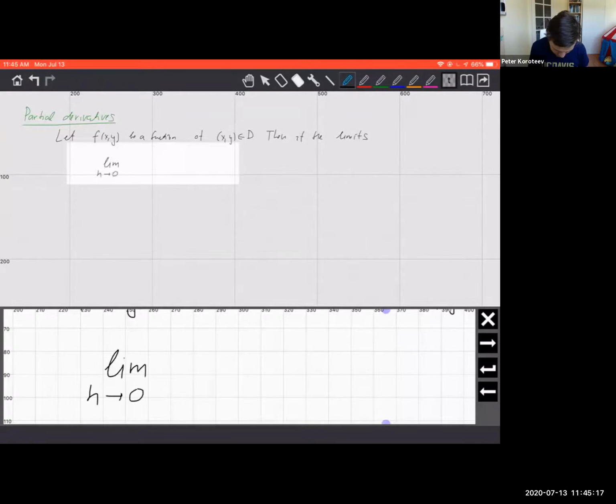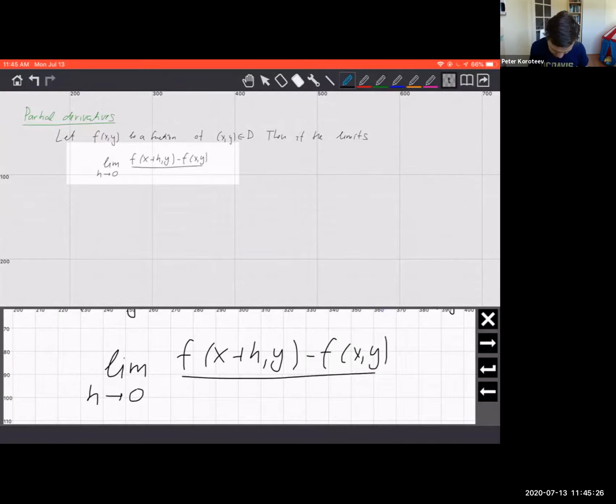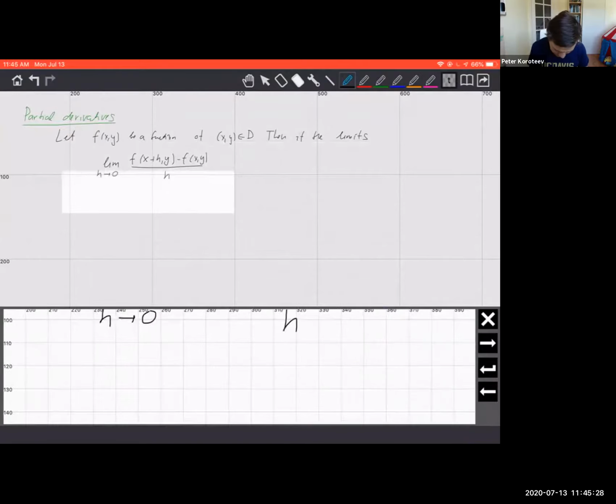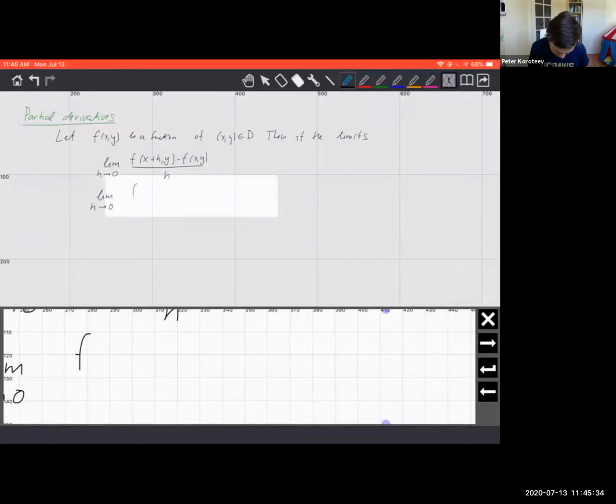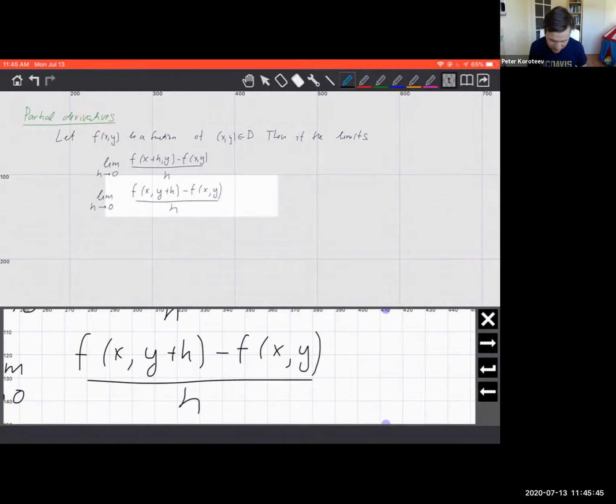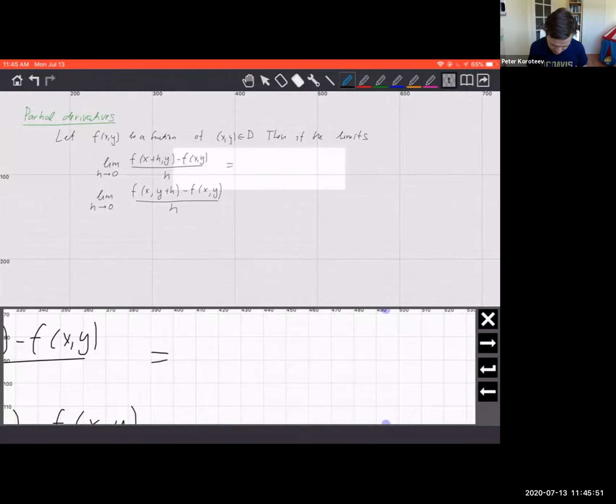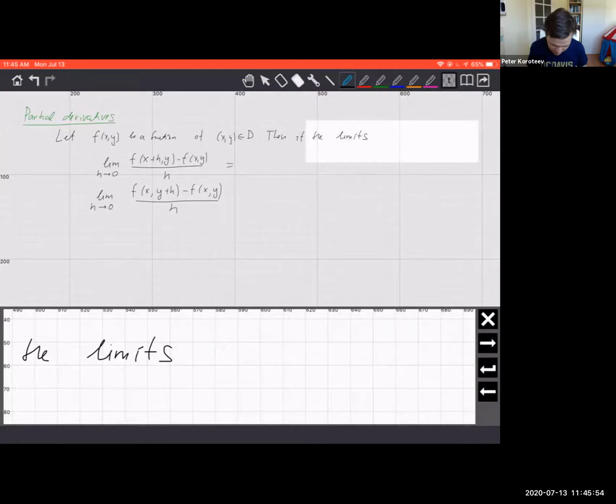as h goes to 0, of f of x plus h comma y minus f of x comma y, divided by h, and the limit as h goes to 0 of f of x, y plus h minus f of x, y, divided by h exist, then they are called partial derivatives, where these limits exist.